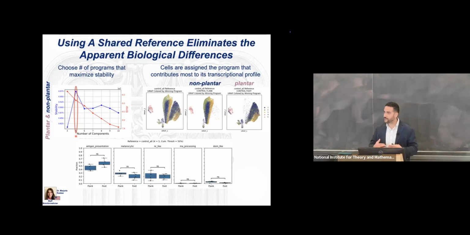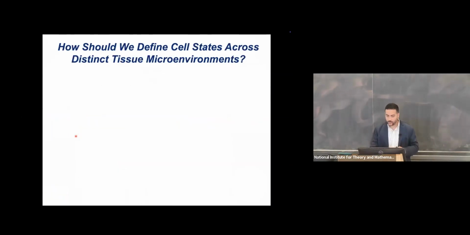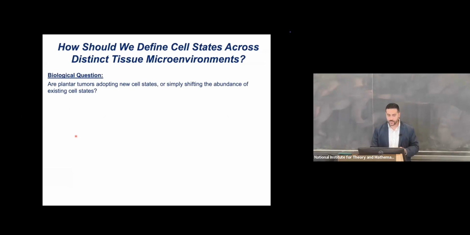Many of these analyses are very new to this world. And so the advice that we're looking for, the question that we pose, in terms of the biology, is how do we best determine whether the plantar tumors are adopting new cell states or whether this is simply an enrichment, a selection of pre-existing cell states?